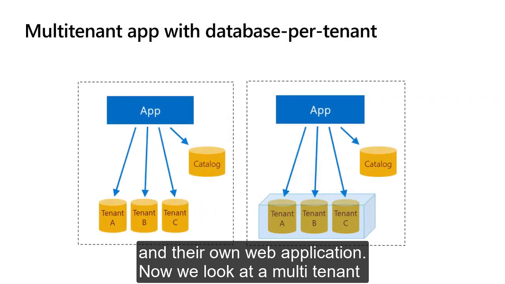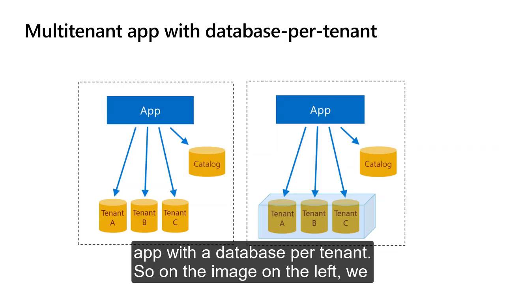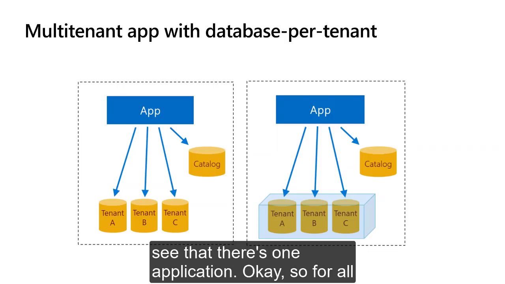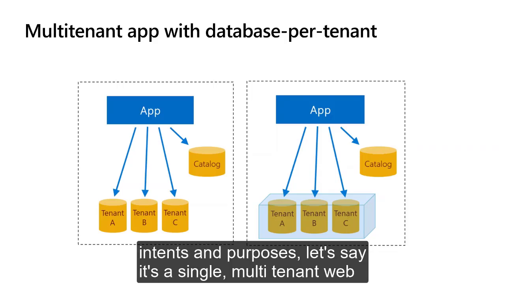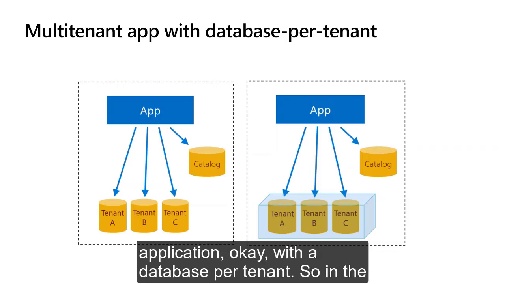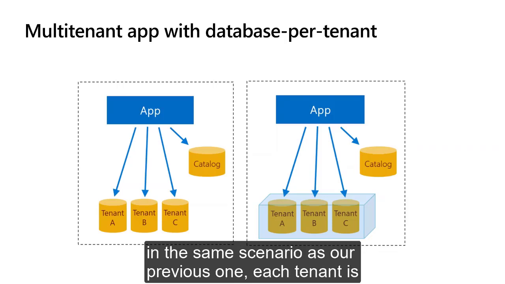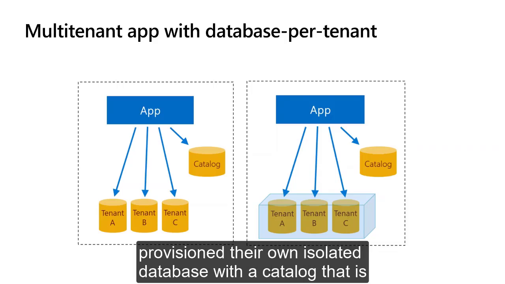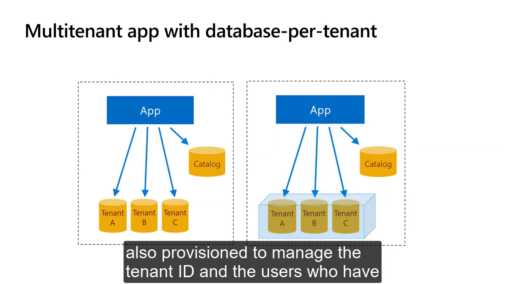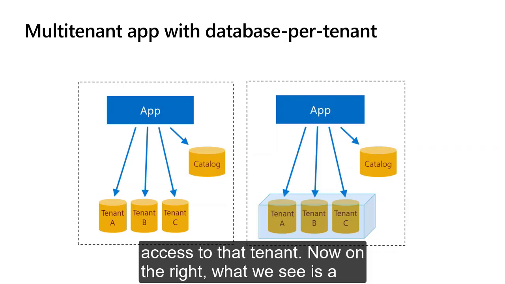Now we look at a multi-tenant app with a database per tenant. On the image on the left, we see that there's one application. For all intents and purposes, let's say it's a single multi-tenant web application with a database per tenant. So in the same scenario as our previous one, each tenant is provisioned their own isolated database with a catalog that is also provisioned to manage the tenant ID and the users who have access to that tenant.